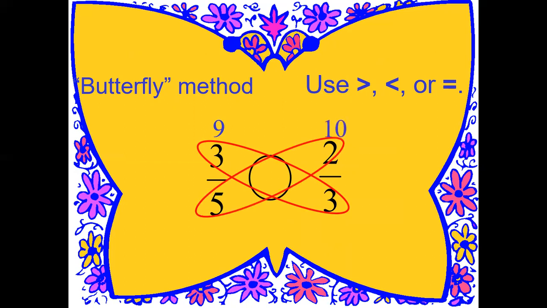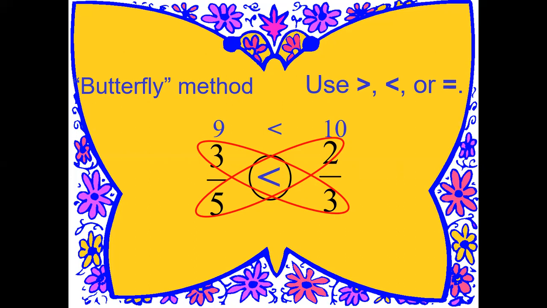So look at it. Is 9 less than 10? Is 9 greater than 10? Is 9 equal to 10? All right, so if you said 9 is less than 10, you are correct. So that means that 3/5 is less than 2/3.